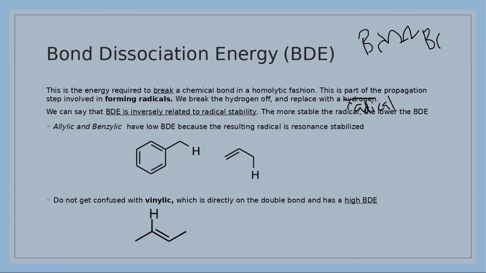On the test, they can ask you to rank by bond dissociation energy. What you need to do is rank by radical stability and flip those numbers, because as BDE goes up, radical stability goes down.